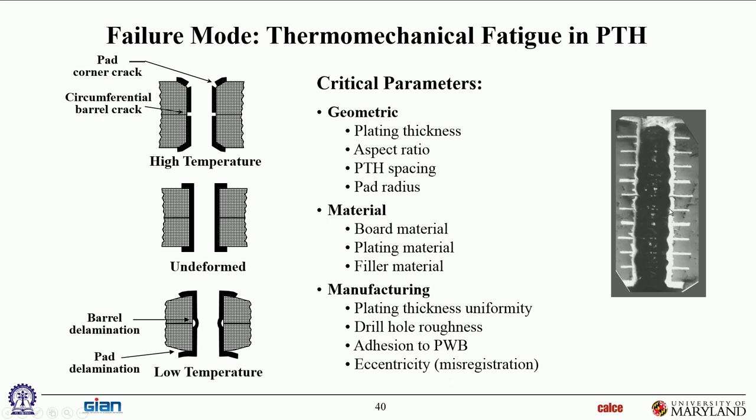Then adhesion of that copper to the PWB material. If that pulls away, like I've shown over here, again, that's a problem. Okay, so adhesion is a problem. Eccentricity, that's if you had pre-drilled holes, when you align them and laminate them, if the holes didn't line up properly or the pads didn't line up properly, so if the pad on this one didn't line up properly with the pad on the next one, those are all eccentricity problems, okay?